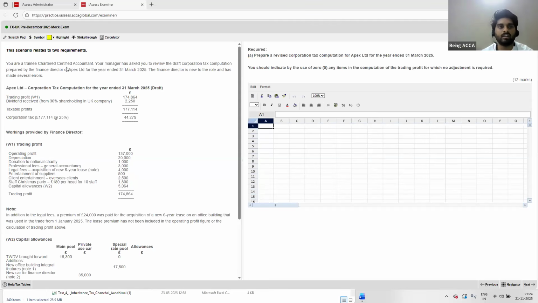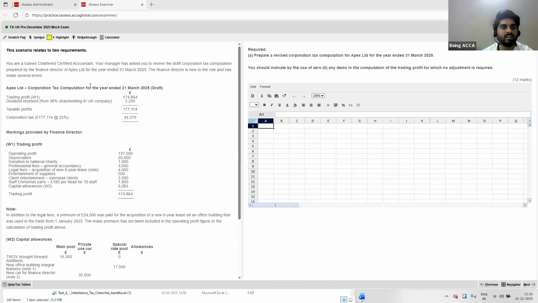You're a trainee chartered certified accountant. Your manager has asked you to review the draft corporation tax computation prepared by the finance director of Apex Limited for the year ended 31st March 2025. The finance director is new to the role and has made several errors. So there's already a computation that has been provided to us, but it is made with a lot of mistakes, is what the question is saying. So we'll see what the values are like.